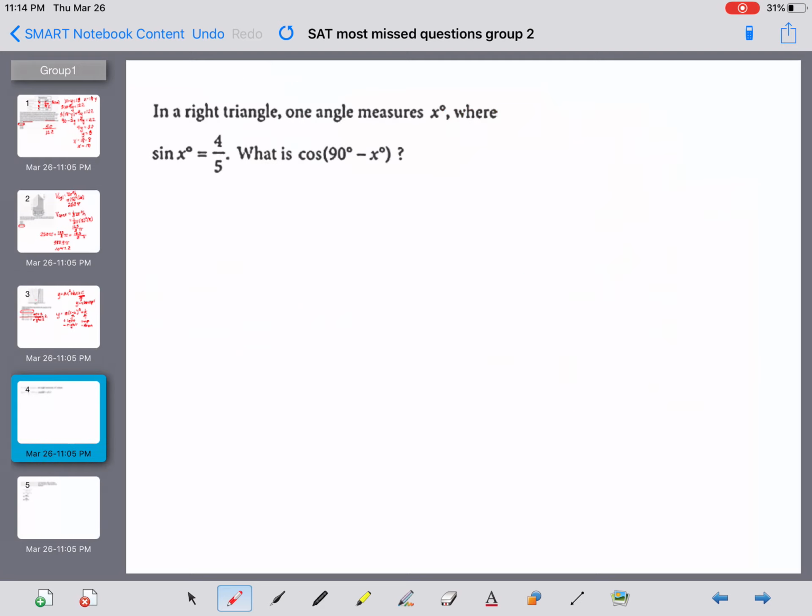All right, on to question 4 for today. It says in a right triangle, one angle measures x degrees where the sine of x is 4 over 5. So I can draw a quick right triangle here. If I make this my x, sine is opposite over hypotenuse. So the opposite side is 4, the hypotenuse is 5. It asks, what is the cosine of 90 minus x?